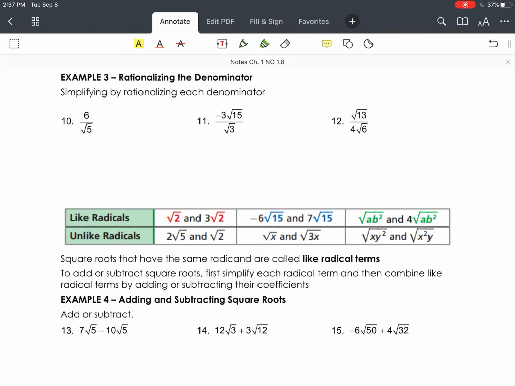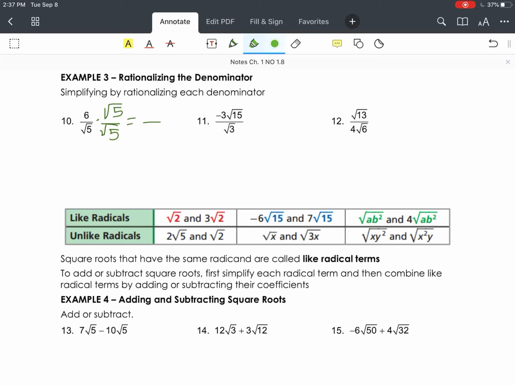All right, let's move on to example 3, rationalizing the denominator. So there's a rule in math where you cannot have a square root in the denominator for your final answer. So to get rid of it, you multiply both the numerator and the denominator by that denominator square root.